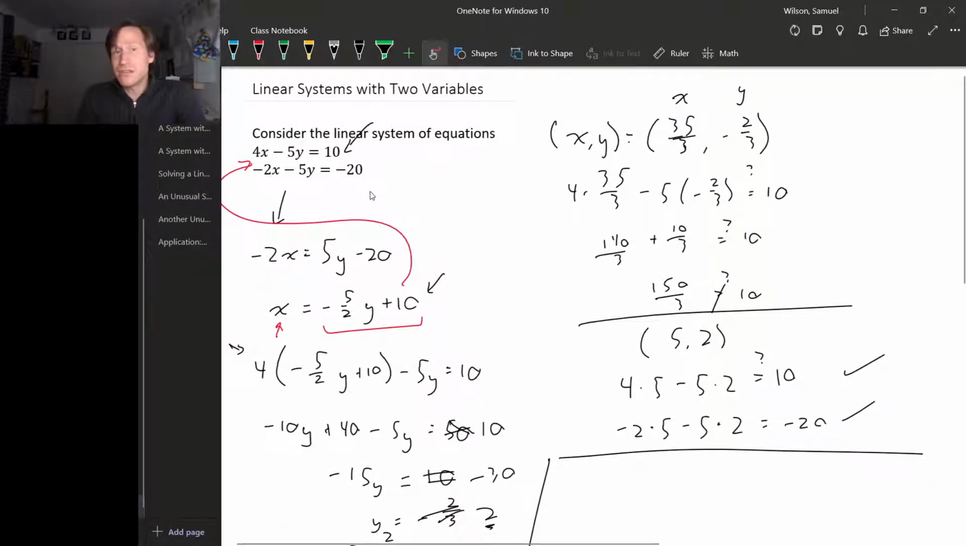Another way to do it is using a technique called elimination. And for 2x2 examples like this, with 2 variables and 2 equations, substitution works fine. But elimination actually tends to work a little bit better. So let's remind ourselves how that works. So 4x minus 5y equals 10, -2x minus 5y equals -20.